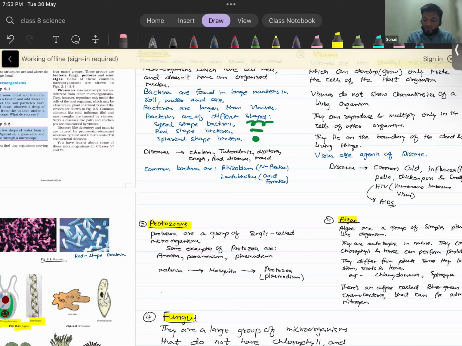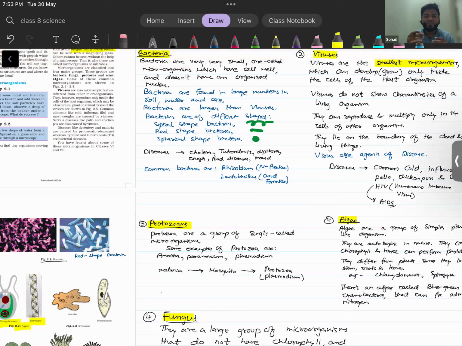Now the next question comes to you. The very simple question is: where do these microorganisms live? Everyone has a habitat. What are the habitats of microorganisms? Where do they live? Any answer?